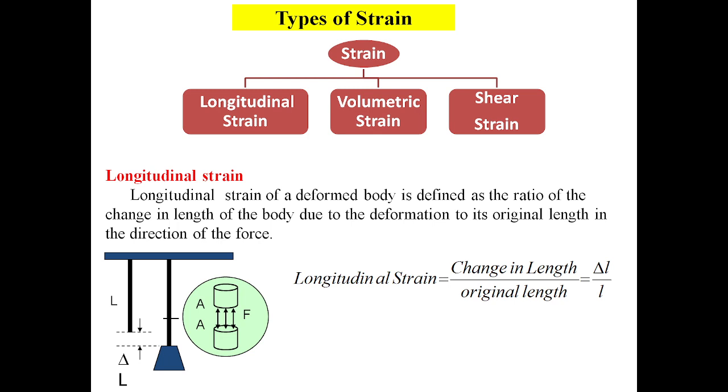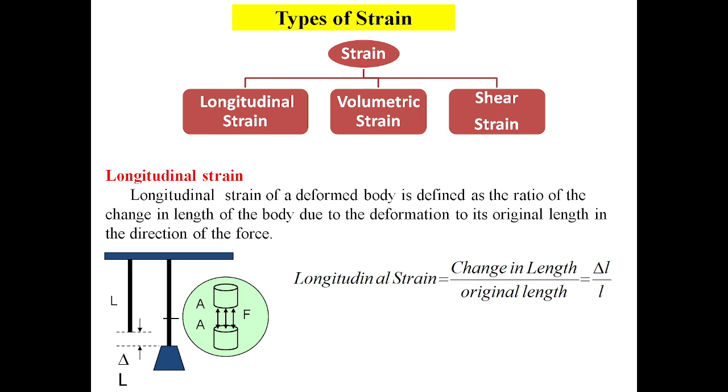In this diagram, we have a wire that is hung. One end of the wire is fixed to the ceiling, and the other end is attached to a weight hanger. When we add more weight, the length of the wire will expand, and the change in length will be noted as del L. From that, we notice the deformation, which may be expressed in terms of longitudinal strain.